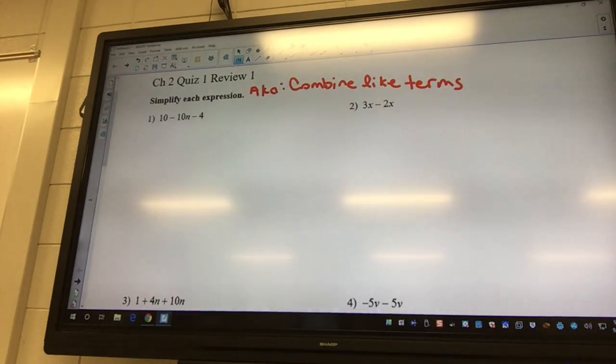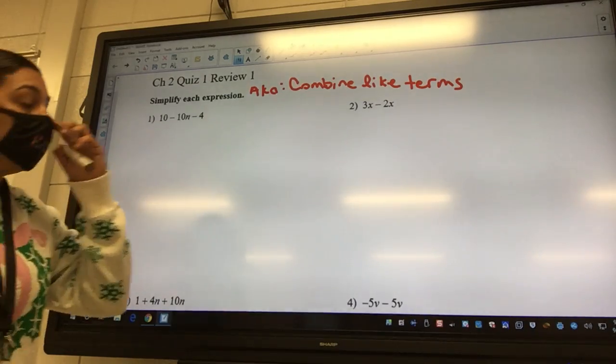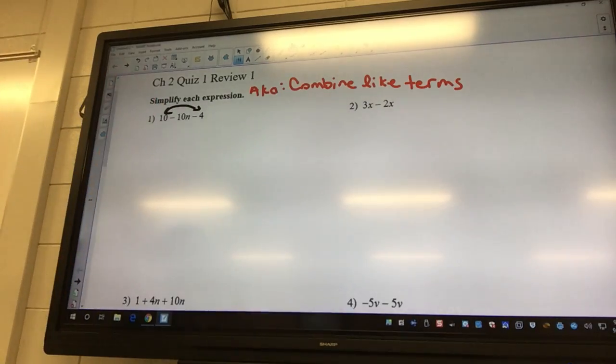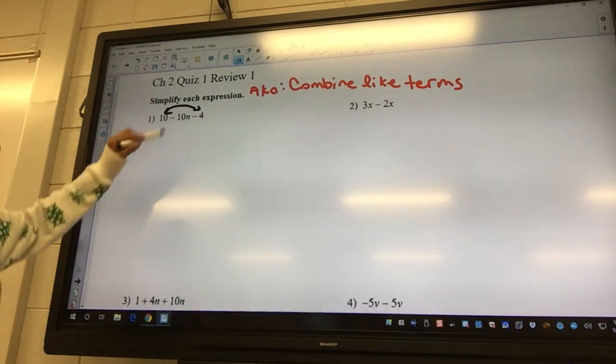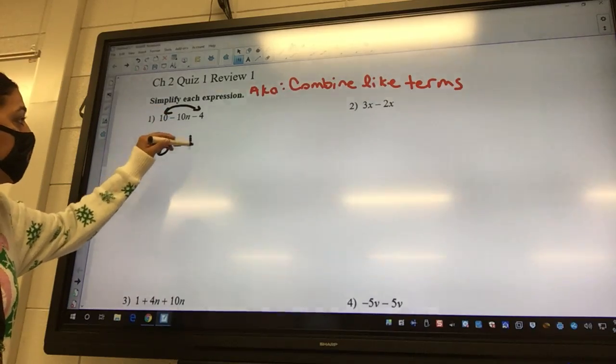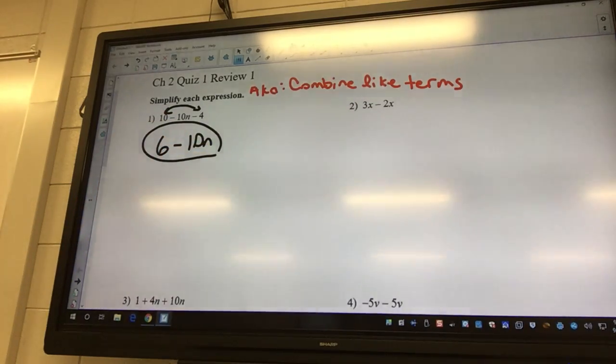So 10 minus 10n minus 4. What can we combine up here? The 10 and the 4. So 10 minus 4 is what? 6. And then I haven't used this minus 10n. This is your answer. That's what it should look like.